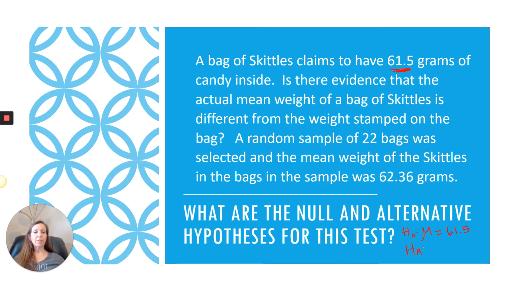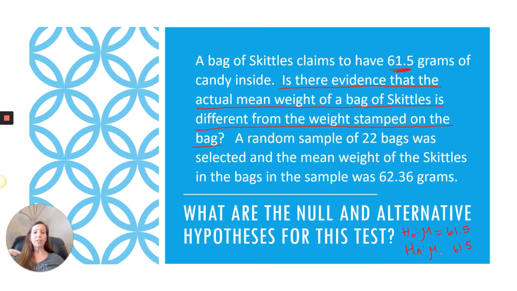My alternative hypothesis goes right along with my research question, which is, is there evidence that the actual mean weight of a bag of Skittles is different from the weight stamped on the bag? The weight stamped on the bag, we already decided that's the 61.5. The mean weight of the bag of Skittles, we're defining that as mu. So the number in the null hypothesis and the alternative hypothesis will always be exactly the same. In fact, the only difference between the null and alternative hypothesis is the symbol. And we already know that the null hypothesis always gets the equal sign.